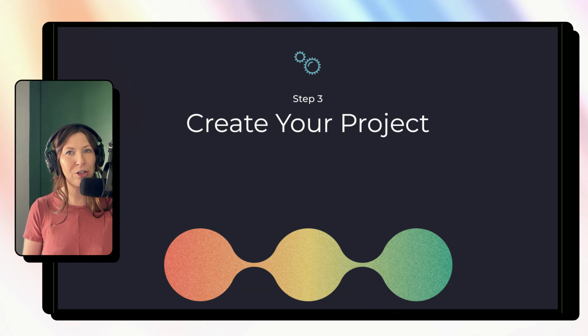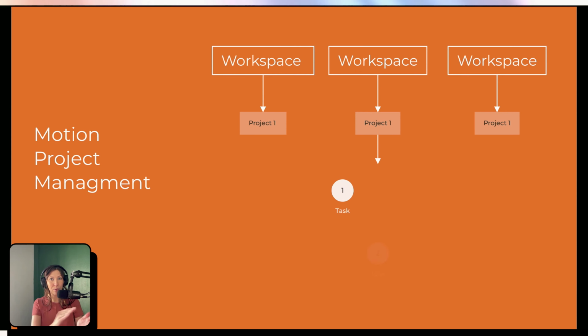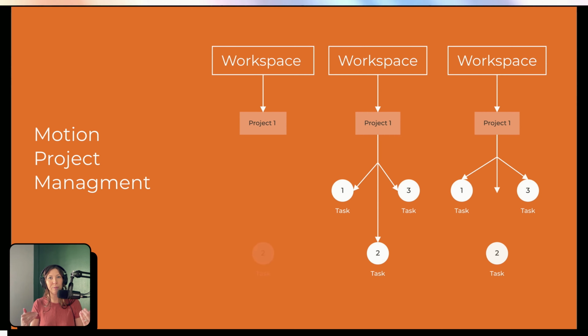Okay, so next we're going to go ahead and start creating our projects. But before we do that, I want to show you how Motion's project management system works. Essentially, you can create as many workspaces as you want, and under each workspace, you can create a project. So let's say your workspace is your sales department, or your workspace may be a client if you run an agency. Then your projects would be any specific projects that you're working on within that workspace. And under each project, you can have as many tasks as you need. So let's go ahead and create our first project.